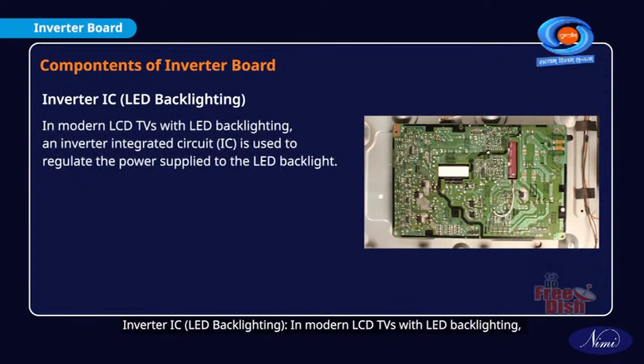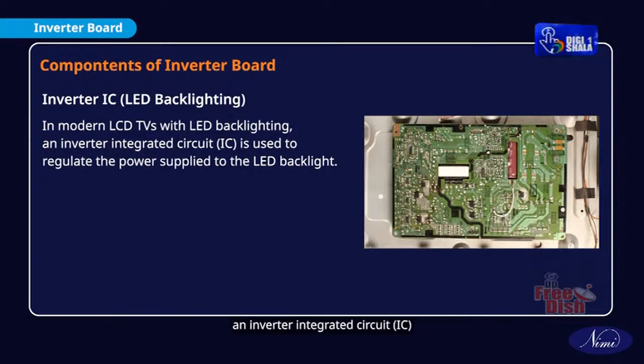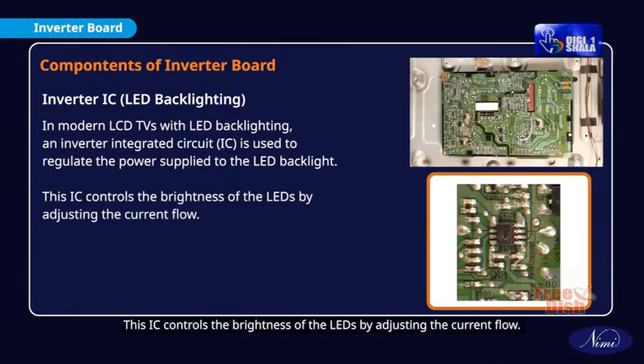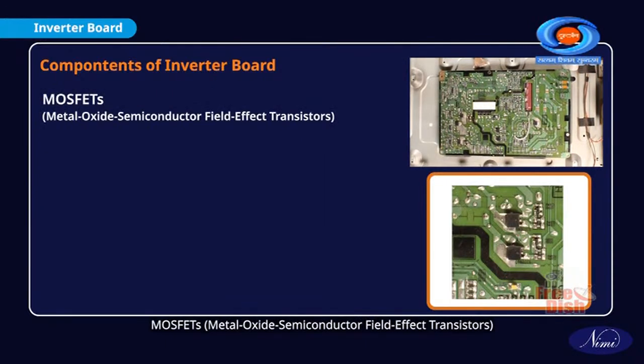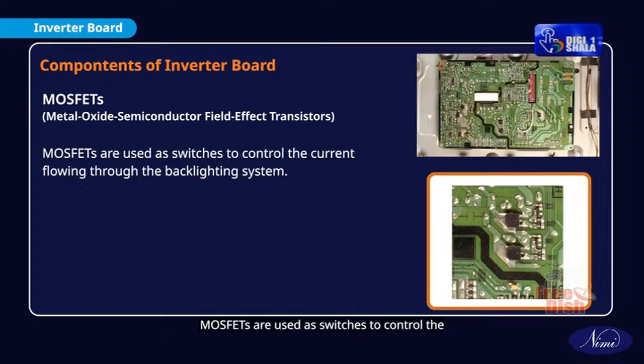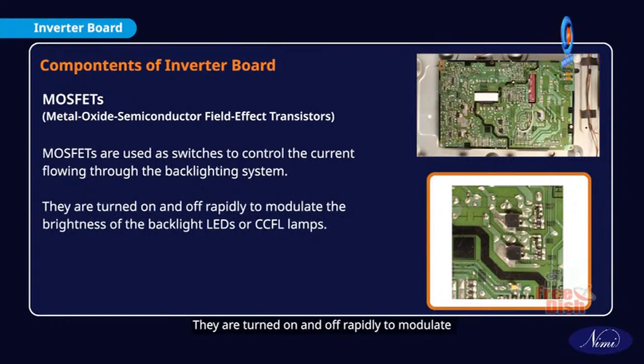Inverter IC, LED backlighting. In modern LCD TVs with LED backlighting, an inverter integrated circuit, IC, is used to regulate the power supplied to the LED backlight. This IC controls the brightness of the LEDs by adjusting the current flow. MOSFETs, metal oxide semiconductor field effect transistors. MOSFETs are used as switches to control the current flowing through the backlighting system. They are turned on and off rapidly to modulate the brightness of the backlight LEDs or CCFL lamps.